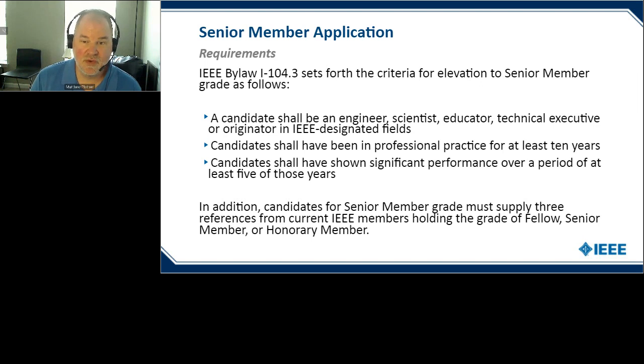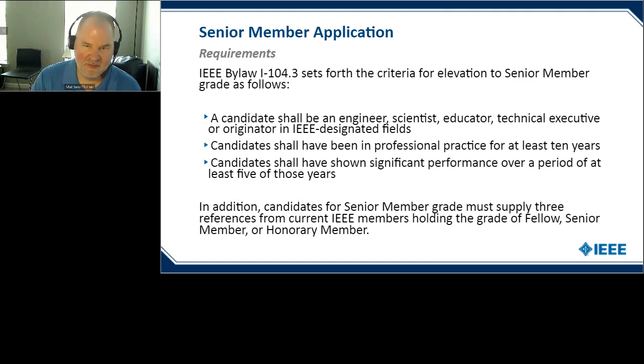In addition to those requirements, you also are going to have to supply 3 references who are current members of IEEE and are of at least senior member grade or higher, which would be fellow, senior member, or honorary member. Now, in this case, where I'm talking about you putting in your own application, you do have the ability to get nominated by somebody if somebody knows you. In that case, that nominator would count as one of the references, and you would only need 2 additional references. But we'll talk more about references in a minute as well. So let's look at those 3 main requirements.